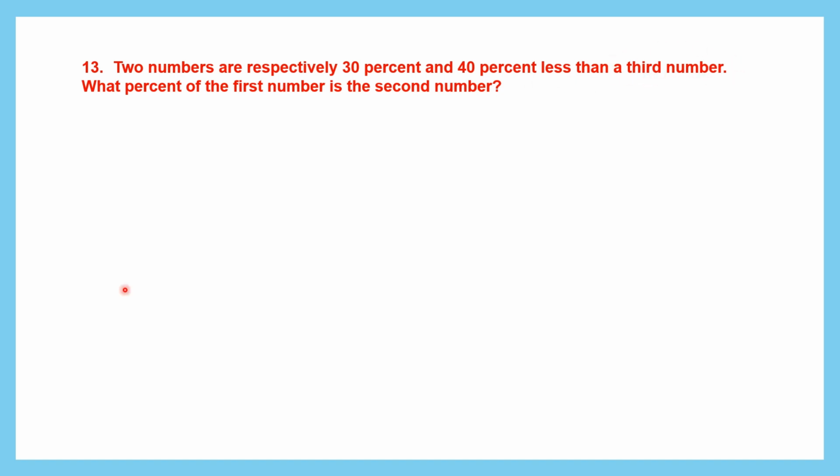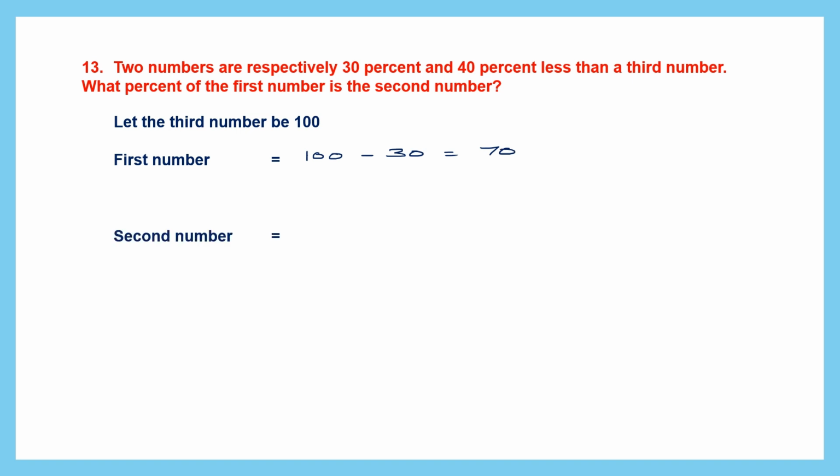Question 13. Two numbers are respectively 30% and 50% less than a third number. So let's consider the third number to be 100. That means the first number is 30% less than the third number. So that is 100 minus 30. So this makes it 70. The first number is 70. Then the second number is 50% less than the third. That is 100 minus 50. So the second number is 50.